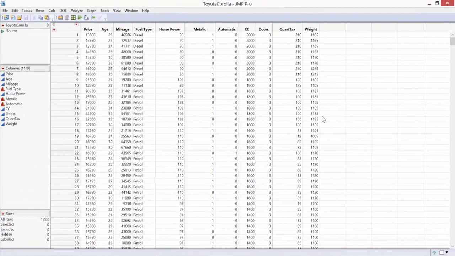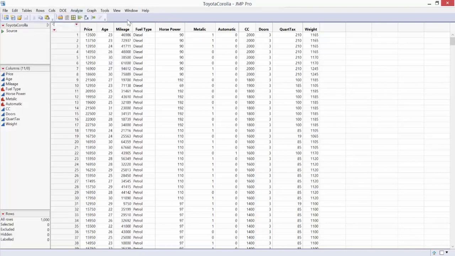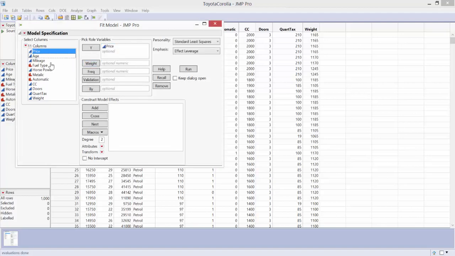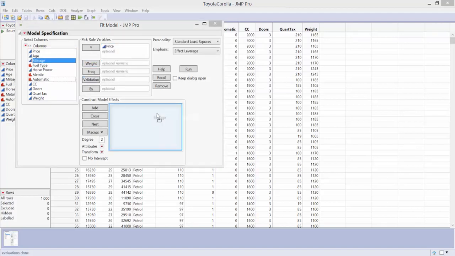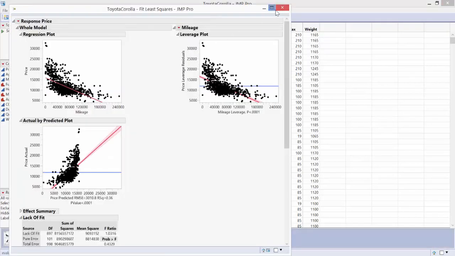So let's quickly reproduce what you did in the previous class. We need to go to either Analyze, Fit Model, or there is a shortcut right here, Fit Model. Click. I select the price as my target variable y, and I select the mileage as my independent variable, or predictor, or effect. JMP calls that effects. Mileage is my x. Then I click the run button, and here is my output.